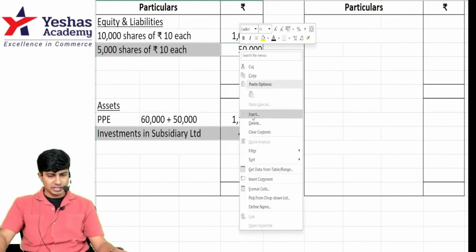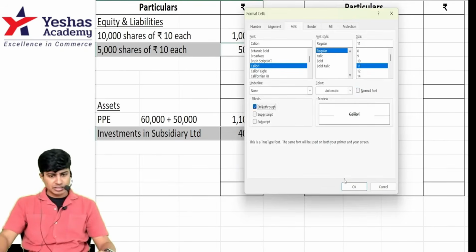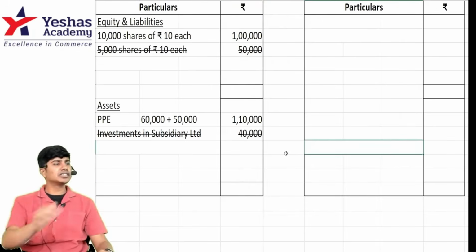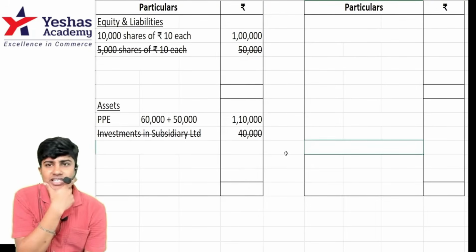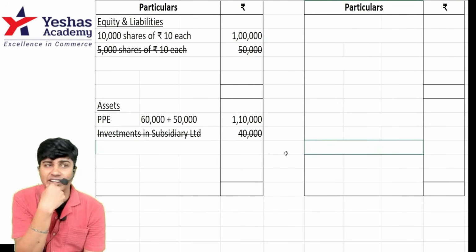Yes, we will eliminate. Scratch it. Now, does it tally? There's a problem. Liability side it is 1 lakh. Asset side it is 1 lakh 10. Liability side 1 lakh, asset side 1 lakh 10,000.